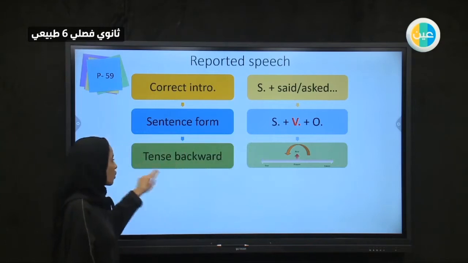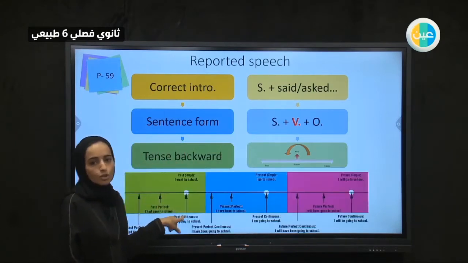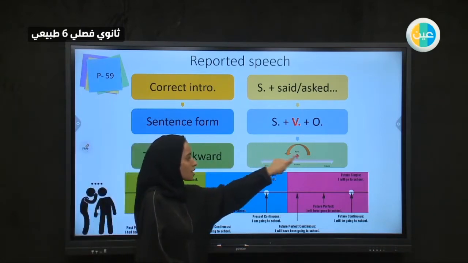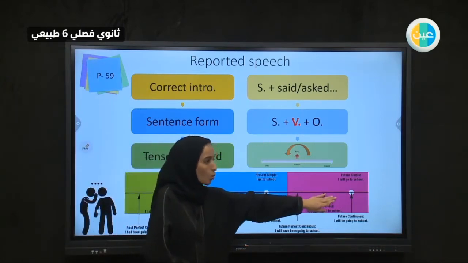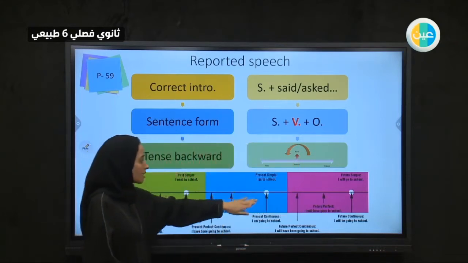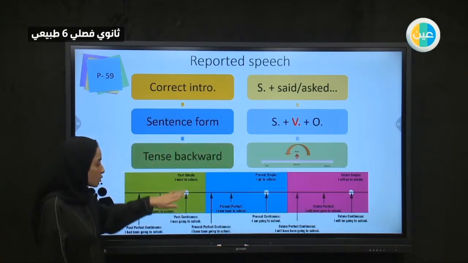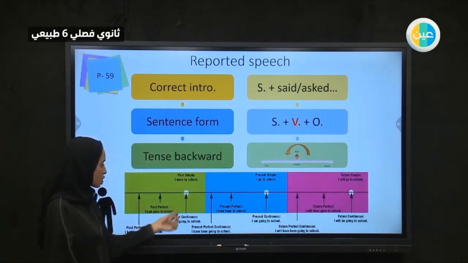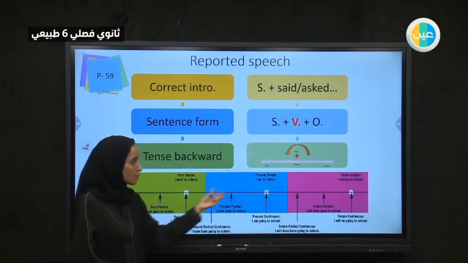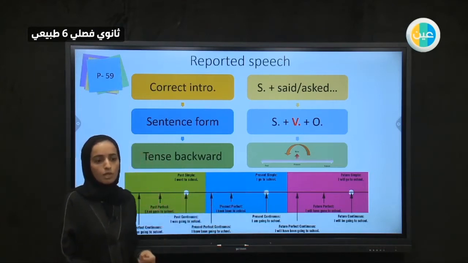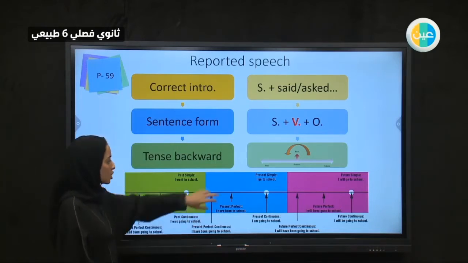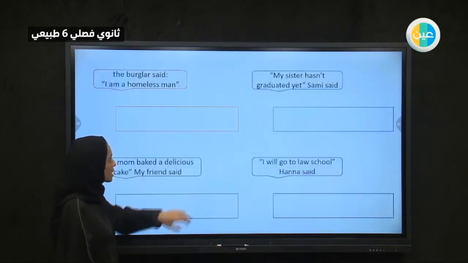Then you will go 1 tense backward and you will refer to this chart. 1 tense backward: the present into past, the past into past perfect. The future, will, is going to be would, and is going to be was, and simple past is going to be past perfect. So check it here. We have 1 tense backward. Is going to be was, and the ed is going to be had, has is going to be had, and we have much and much more. So let's go ahead and continue.